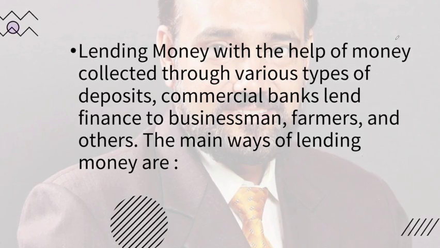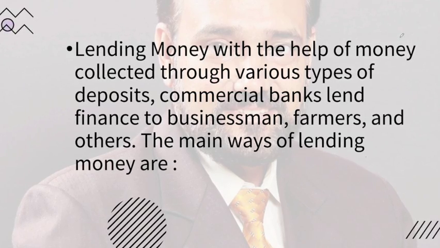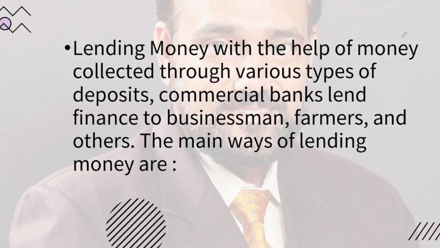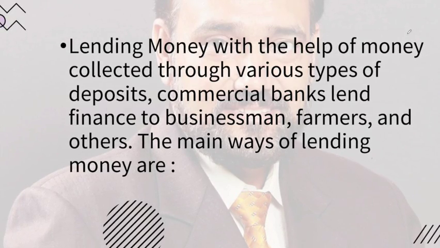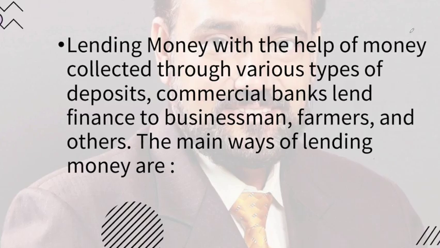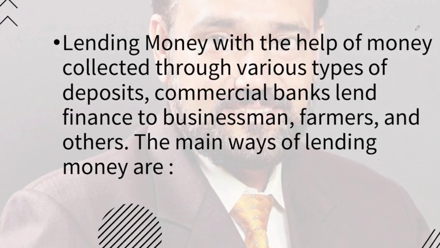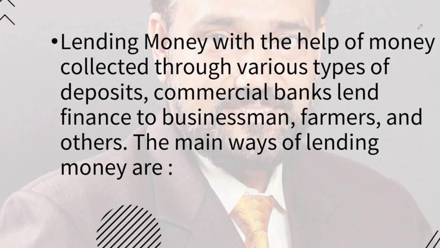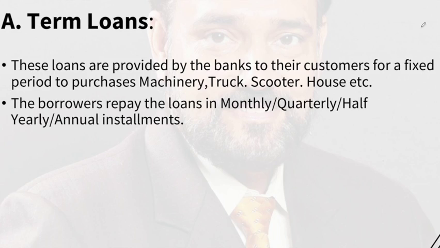These banks generally provide loans for productive work, and while doing so they demand proper security also. So the amount of loan is generally lower than the value of the security, correct? So the bank advances loans or provides loans through different ways. Now let us discuss these ways one by one. First one is the term loan.